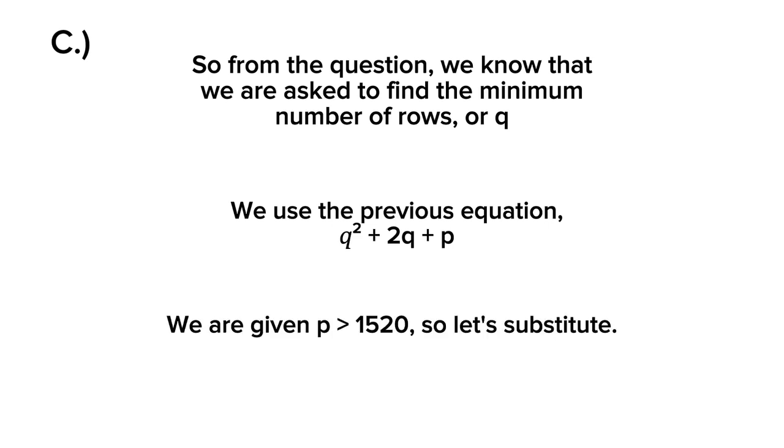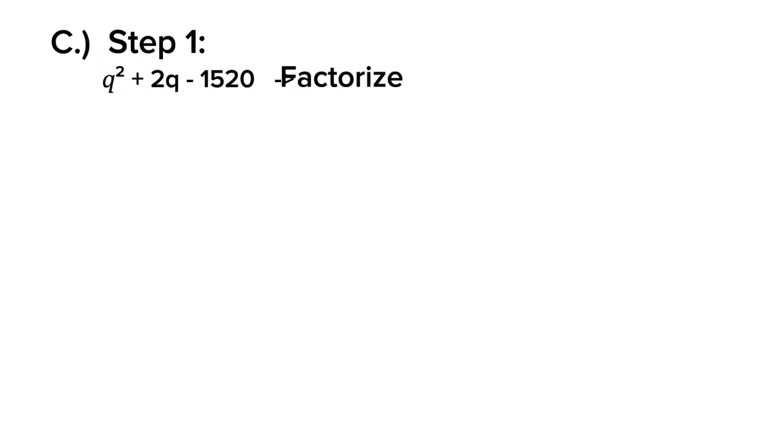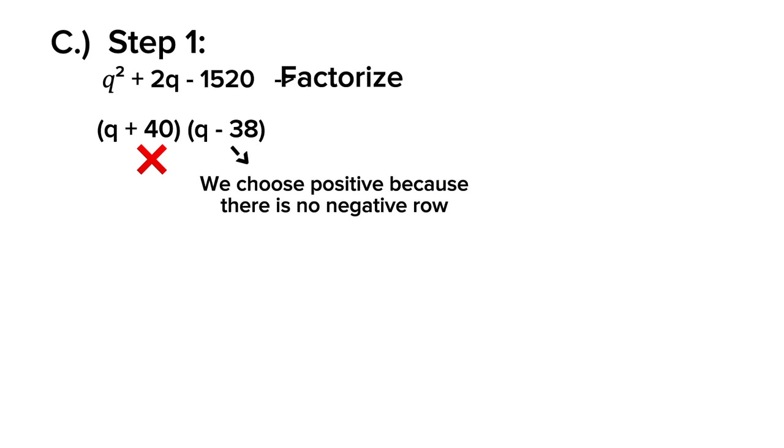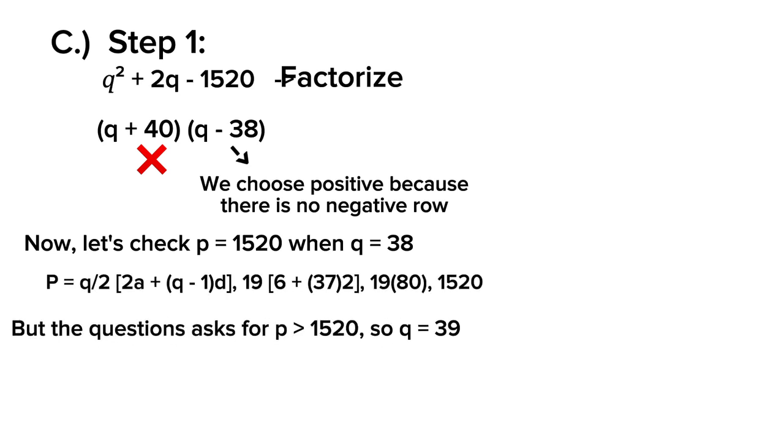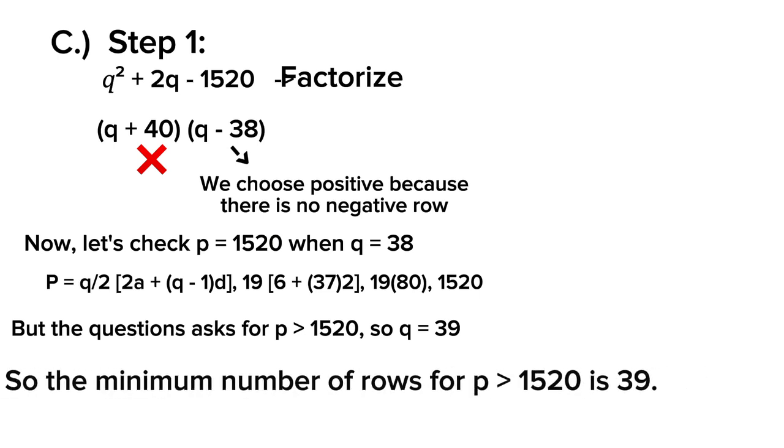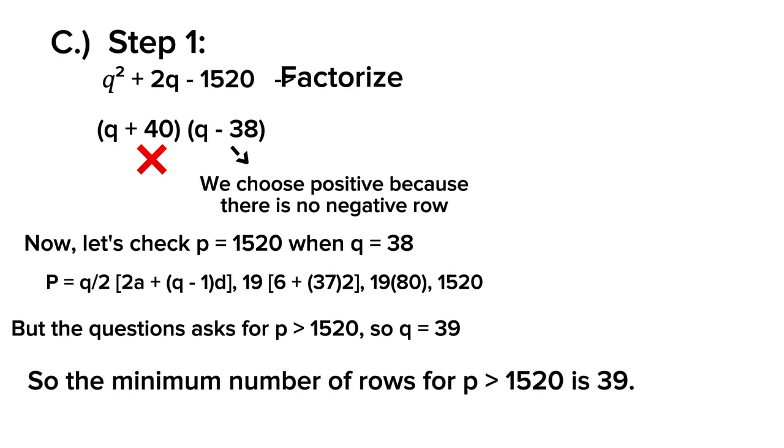We are given P is greater than 1520, so let's substitute. Now step 1. We choose positive because there is no negative row. Now let's check P equals 1520 when Q equals 38. But the question asks for P greater than 1520, so Q equals 39. So the minimum number of rows where P is greater than 1520 is 39.